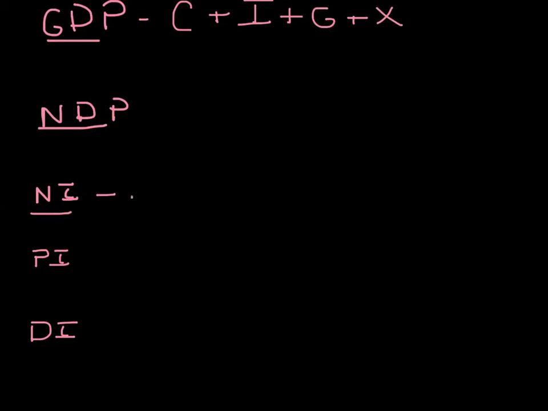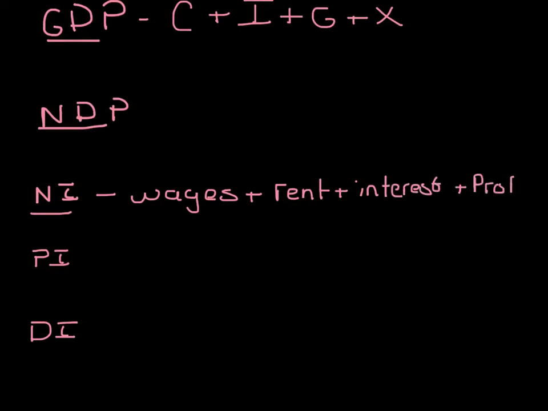So what you do is you take the wages plus the rent plus interest plus profit. And remember, there's two different types of profit. There's individual profit and there's corporate profit. Once you get the NI, then all you have to do is add the three adjustments.